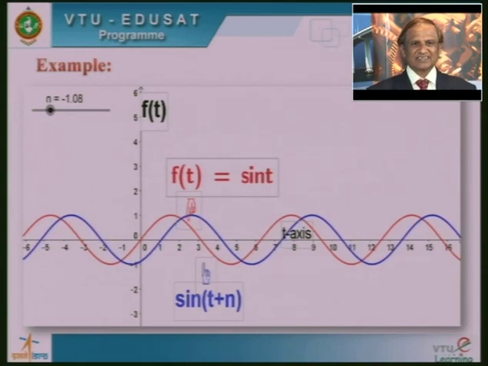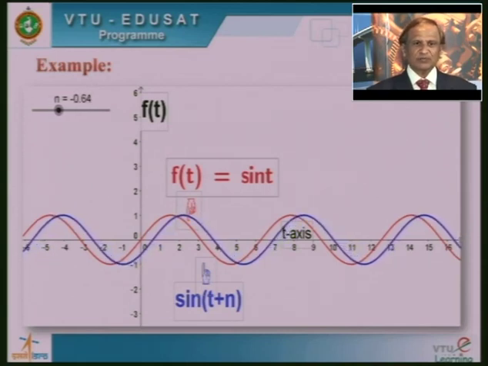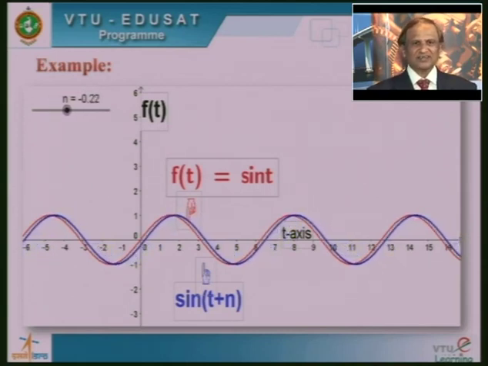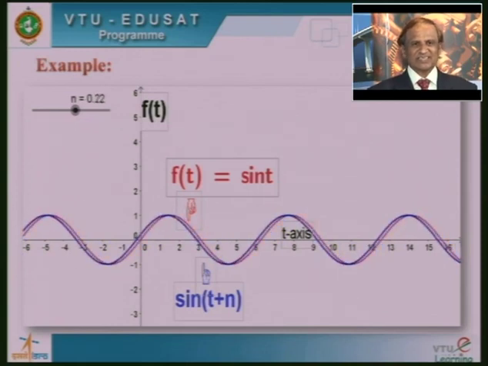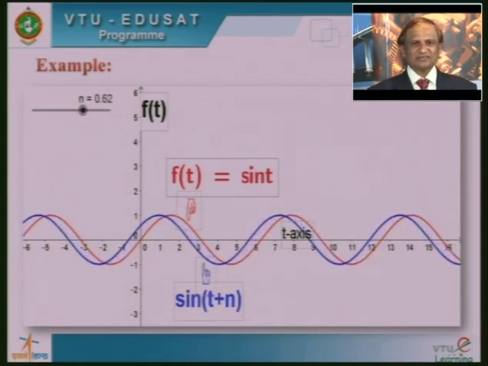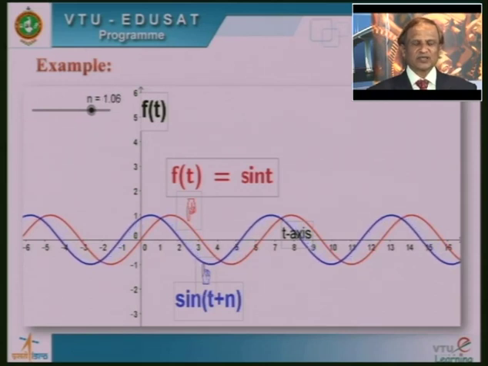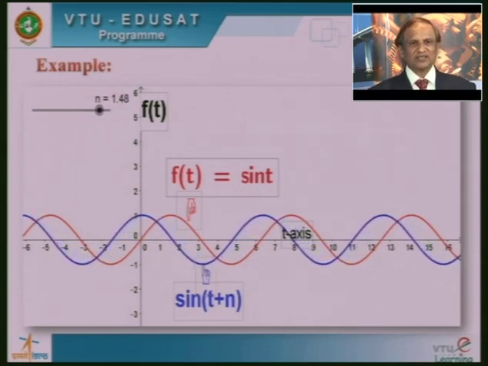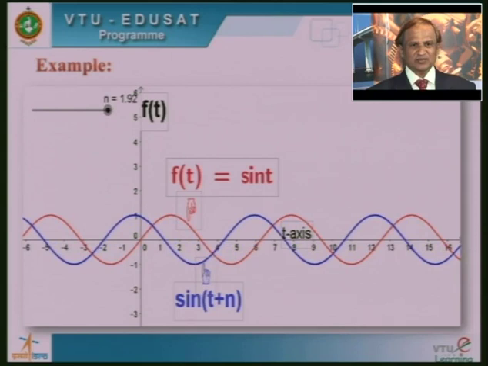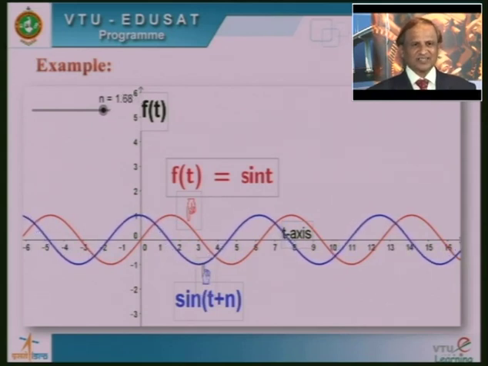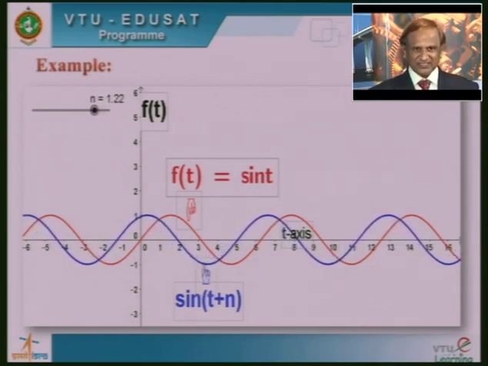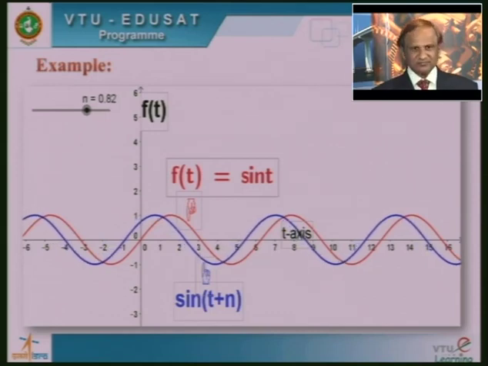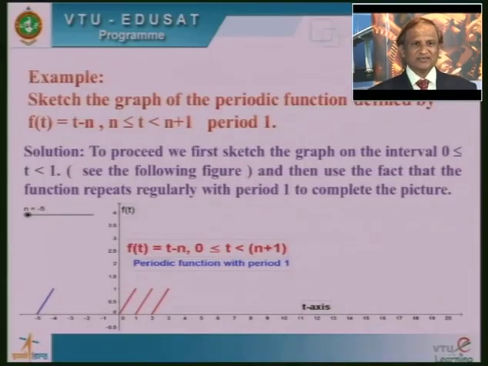One is a red color graph, another one is a blue color graph. The red color graph is the original function sin t, and sin of t plus some value is the blue color graph. I hope you are observing that the blue color graph is moving horizontally, left hand side as well as right hand side. That is an example of a periodic function.